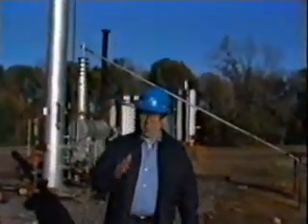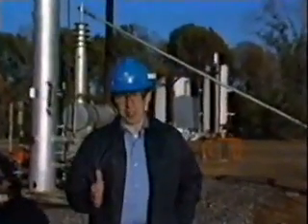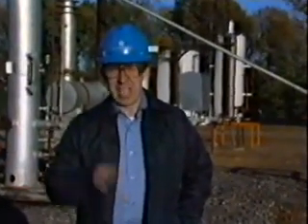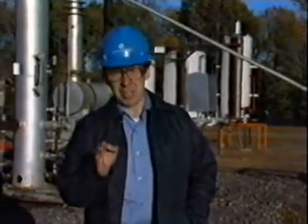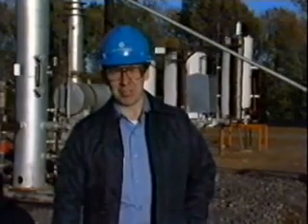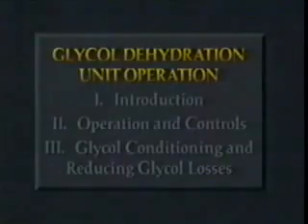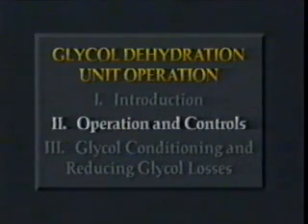Well, I think you have a good idea of the process variables for glycol dehydration. Now in this section, we'll see how to operate the glycol dehydration system and how to control the process. This is the second section of a 3-section module on glycol dehydration unit operation. In this section, we'll look at the individual components that make up the glycol dehydration unit. We'll also see how the components are all related to one another in the overall system.